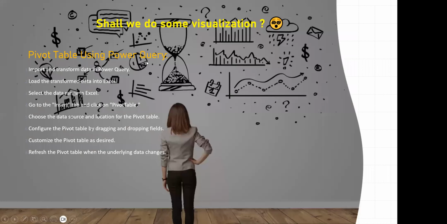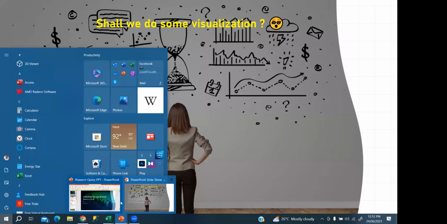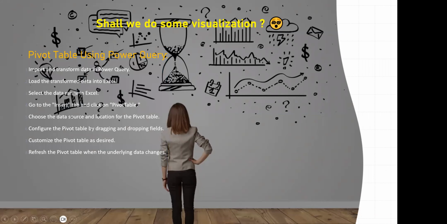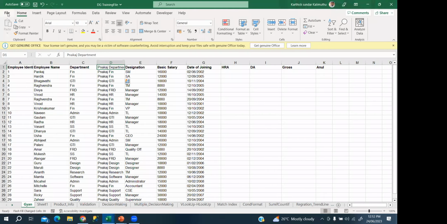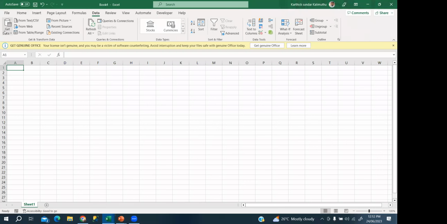And how to do a pivot table in Power Query. Same option. Go to Excel, file, new. I'm just opening a new file. Data, get data.